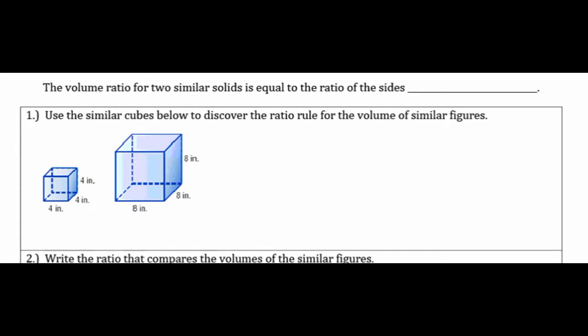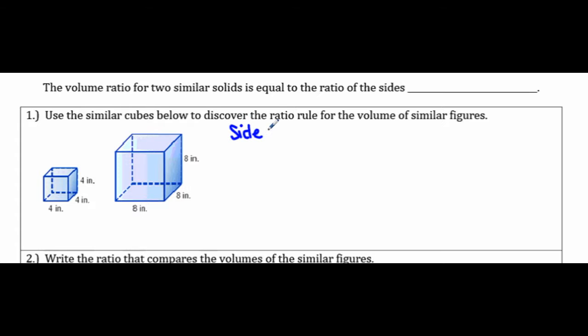So number 1 on your worksheet says to use the similar cubes below to discover the ratio rule for the volume of similar figures. What we're going to notice is if we find the ratio of the sides, whether in this case it'd be the length, width, and height, or if you had a cone, you could use the radius, there's a relationship between the ratio of the sides and the ratio of the volumes of those similar figures. So let's first find the ratio of the sides.